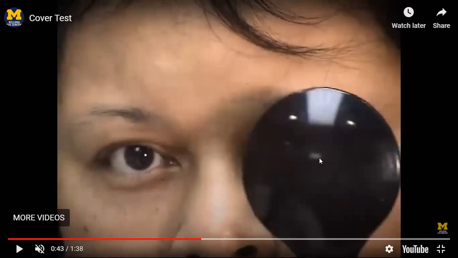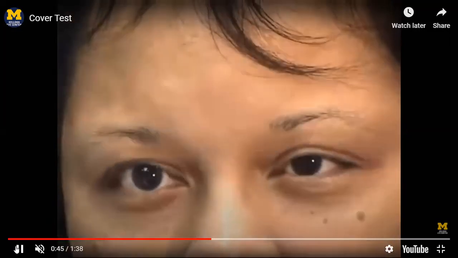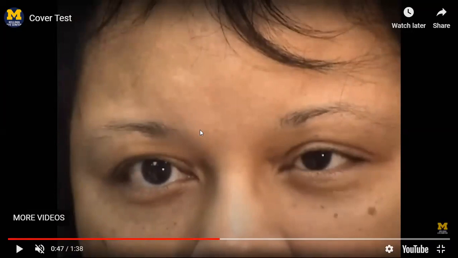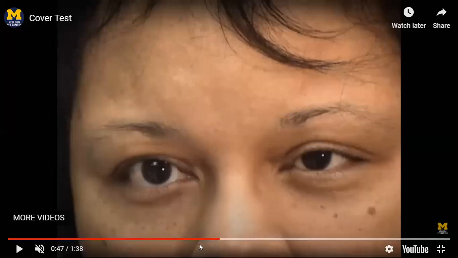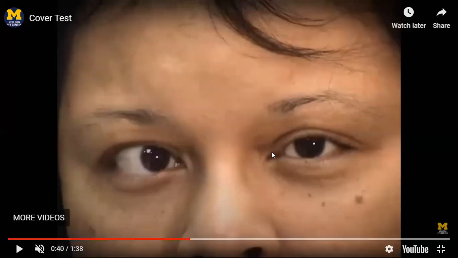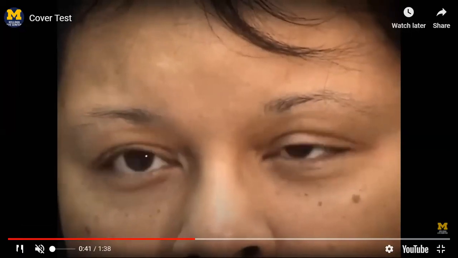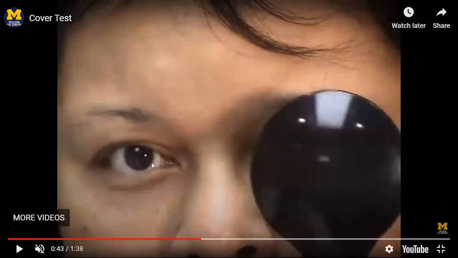Okay, and when we cover the left eye, the right eye does not move because it has already taken up fixation. And when we remove the cover, there's no recovery movement, meaning the right is the fixating eye in this patient. So if right is the fixating eye, and we saw that when we covered the fixating eye, the other eye, meaning the left eye, moved to take up fixation. And when the cover was removed from the right eye, the right eye again moved to take up fixation. So this patient has left esotropia.